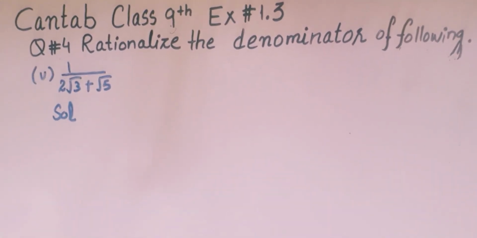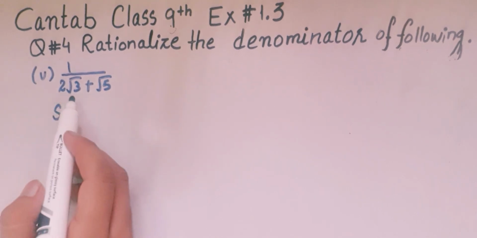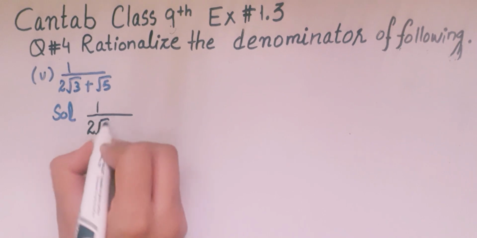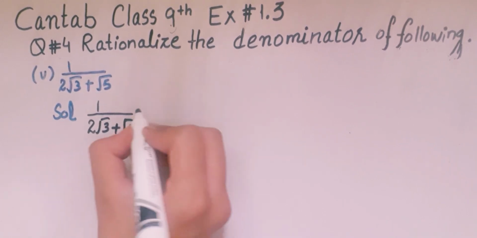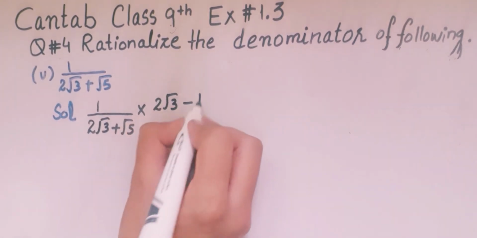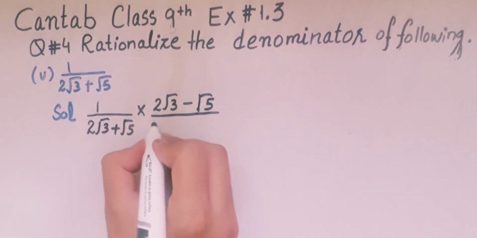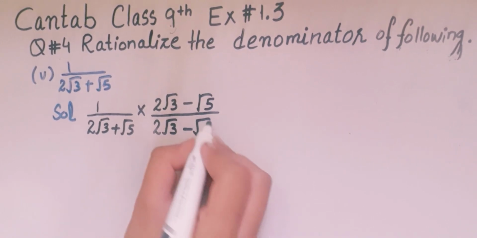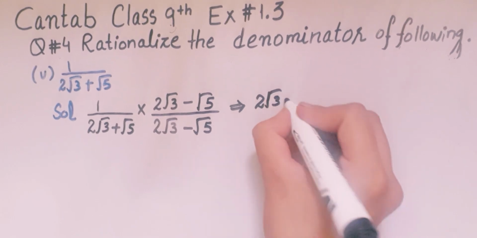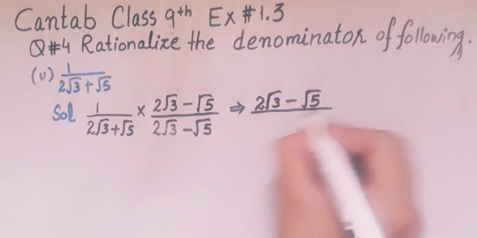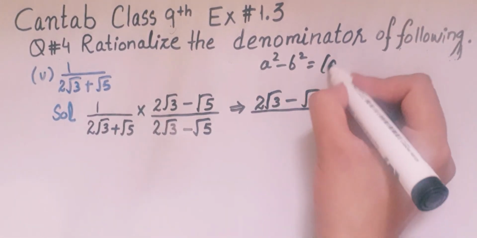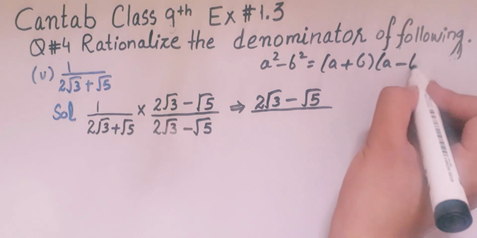Now we will solve part 5, which is 1 by 2 square root 3 plus square root 5. We will multiply and divide by a conjugate of this, that is 2 square root 3 minus square root 5 by 2 square root 3 minus square root 5, which implies 2 square root 3 minus square root 5 by, here we apply the formula of a square minus b square, which is equal to a plus b into a minus b.